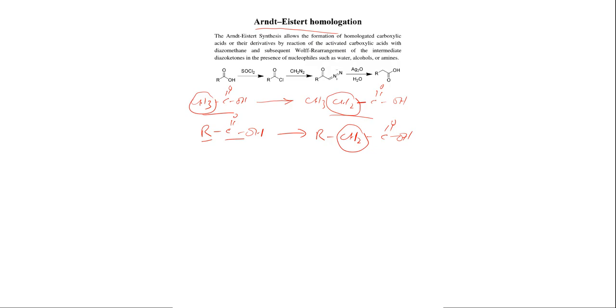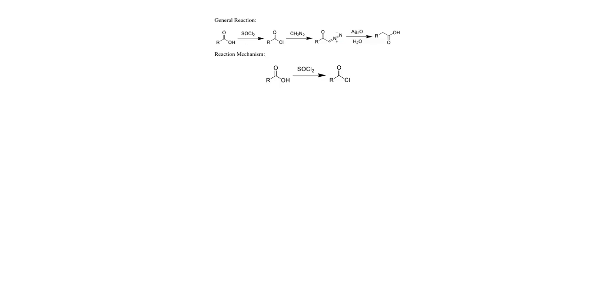What will be the mechanism for this reaction? Let's have a look at the reaction mechanism. In the first step, carboxylic acid will react with thionyl chloride and it is converted into acid halide. R C double bond O H reacts with thionyl chloride.